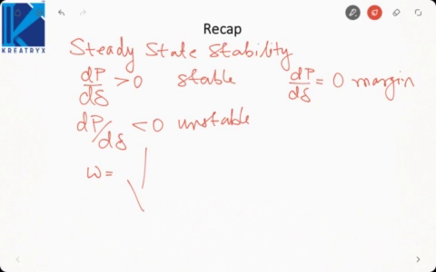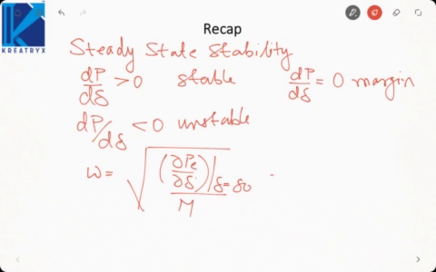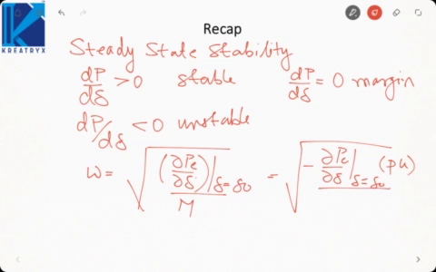Omega was under root ∂Pe/∂δ at δ equal to δ0 divided by M, or it can also be written as under root ∂Pe/∂δ at δ equal to δ0, in pu, πf by H. Then we studied about SVC, that is static var compensator.